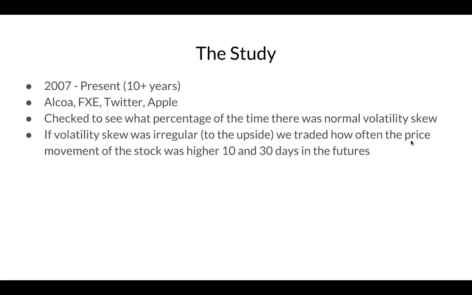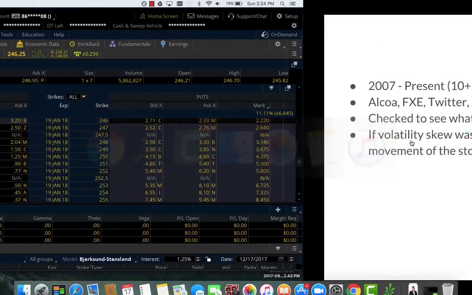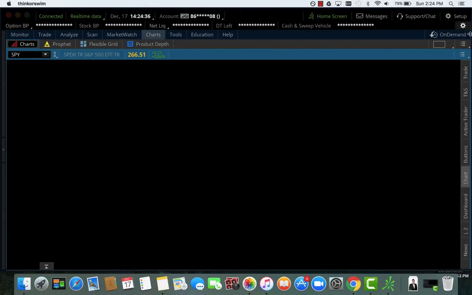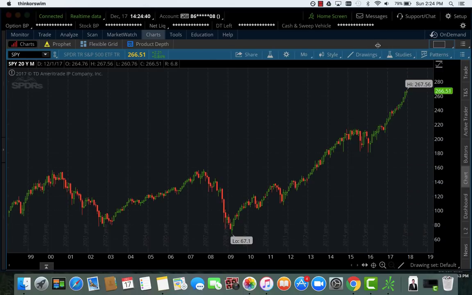And then, remember, we wanted to see if it was a tell. We wanted to see what the price of the stock did, if the stock was higher 10 or 30 days in the future. Now, I want to show you guys something here to make it known that we did not curve fit this information.